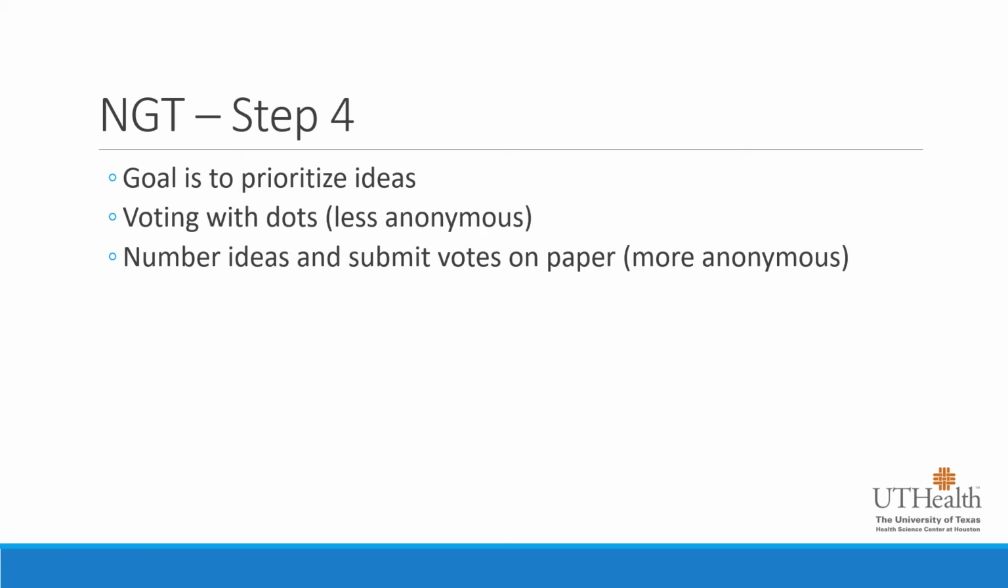The goal of the fourth step is to prioritize the ideas. This is achieved by having group members vote on the ideas they like the most. Voting can be done with dots, which is quicker but less anonymous. Alternatively, you can number the ideas and people can submit votes on paper, which maximizes anonymity.